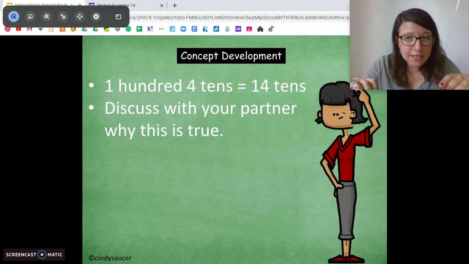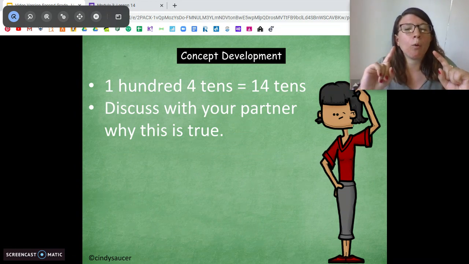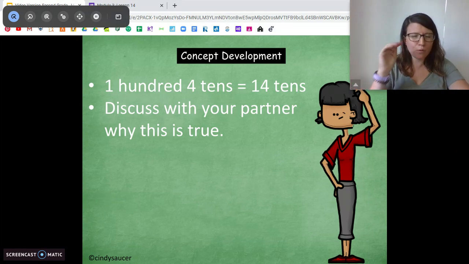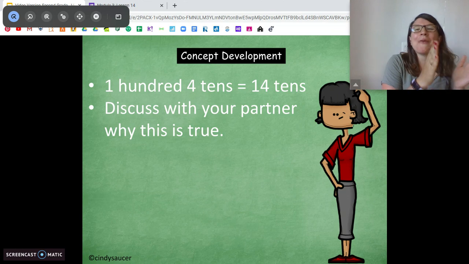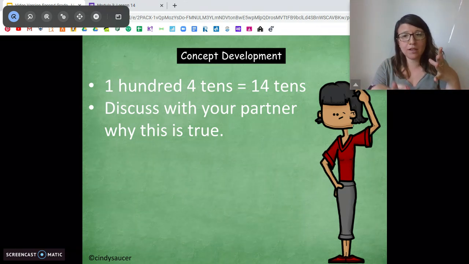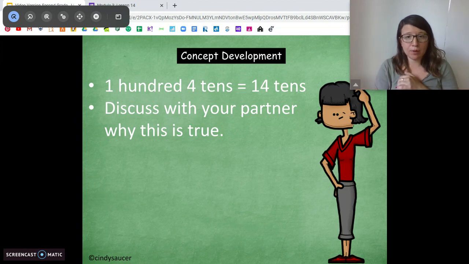So I want you to pause and I want you to explain to somebody at home about why that's true. Why 100 equals 10 tens? Why 10 and 4 tens equals 14 tens? Okay? Look at what you just did on your board. Pause and talk to someone at home about why that's true.